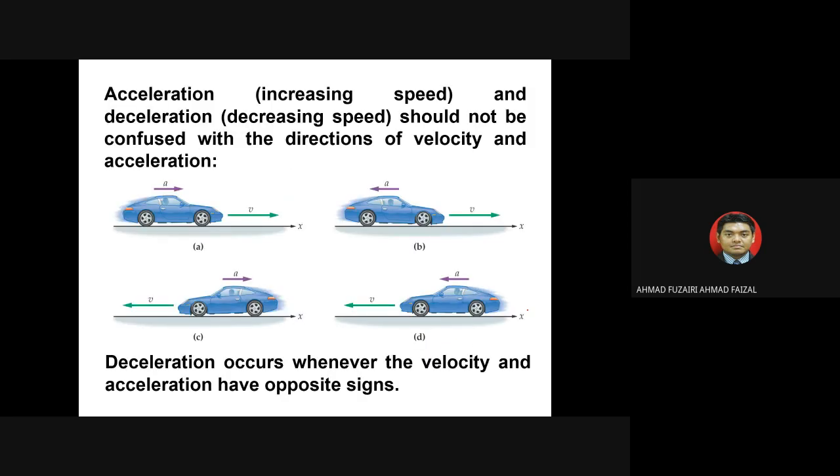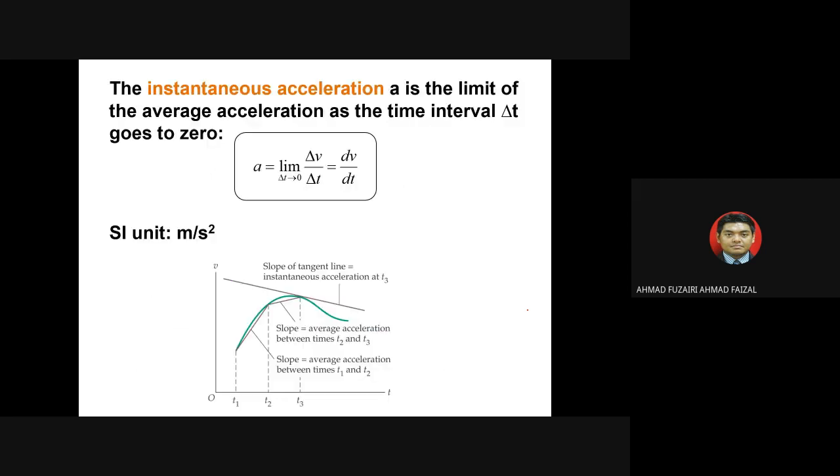Okay, so the acceleration: increasing speed, and deceleration. You know about the acceleration, how it can increase the speed, or when it decelerates, it becomes decreasing the speed. So the acceleration also falls under vector quantity. Therefore, when it becomes positive or negative, it means something. The positive and negative will tell you the directions of the accelerations.